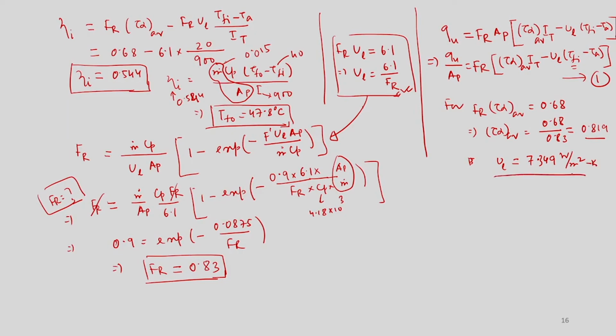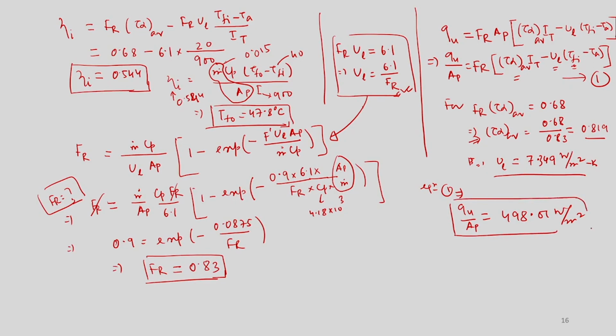Okay. So, UL we know now, tau alpha average is known to us, and TFI is known. From that we can calculate QU by AP. So, equation 1 implies, on substitution of these values, QU by AP will be 498.01 watt per meter square.